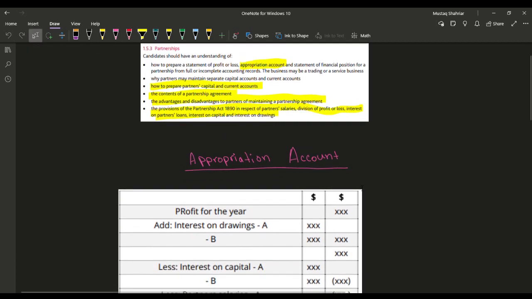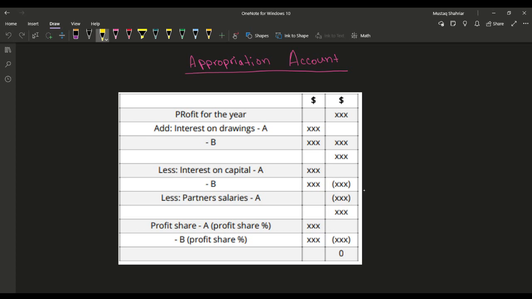To give you a basic summary, appropriation accounts are made after we find the profit for the year for the business. You can see the format is already given here. We prepare the appropriation account to find the residual profit. And what is a residual profit? It's basically the profit left after deducting the partnership salaries, any interest or drawings, and making some adjustments to it. So that is a residual profit.